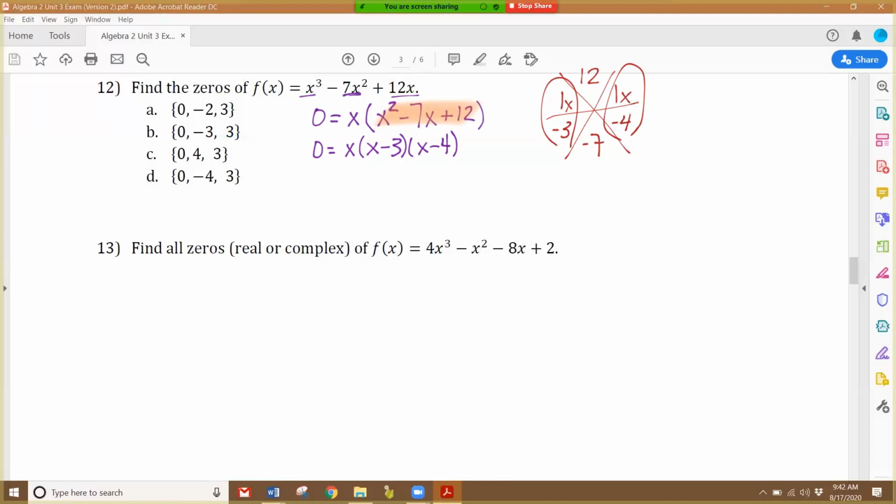Then we're going to use that zero product property. We have 3 things being multiplied together, and their product is 0, which means one of them, or more than one of them, has to be 0. So the first one, x equals 0, that one's already done for you. For the second one, we're going to have x minus 3 equals 0. Add 3 to both sides, so x equals 3. There's another answer. And then this one, x minus 4 equals 0, which means x equals 4. So we're looking for the answer that has 0, 3, and 4 in it, which is letter C.